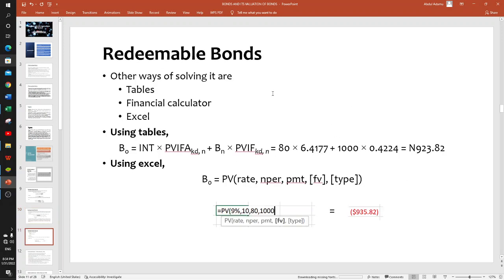This question can be solved using the table. If you are using the table, you get those factors from the table. You can see these factors are from the table. This one is from the present value of an annuity, and this is the present value of a lump sum. When you multiply them, we have the same answer.